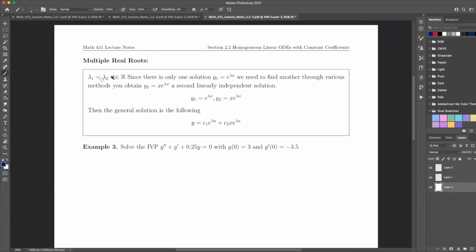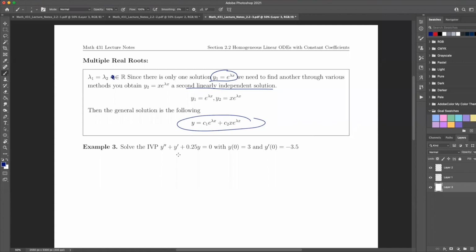All right, so let's say we have lambda 1 equals lambda 2, real numbers. There's only one solution to this, right? And so we need to find another solution. There are various methods to obtain the other solution, and one is x e to the lambda x, which is the second linearly independent solution. There's a lot of ways of doing it, and so you end up with this right here. I'm not going to go over the derivation. I'm just going to show you how to use it for now, and we can do the derivation later.